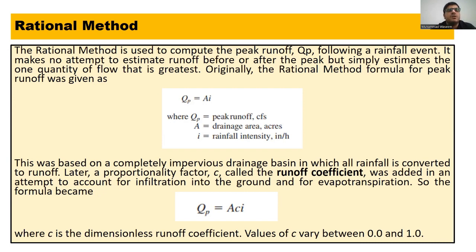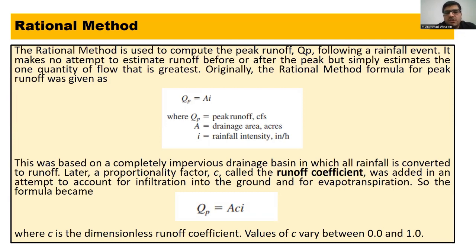In this method, we do not make any attempt to estimate runoff before or after the peak, but simply quantify the flow which is the greatest. So the rational formula for the peak runoff is QP is equal to AI. QP is peak runoff in CFS, A is drainage area in acres, and I is the rainfall intensity in inches per hour. CFS is cubic feet per second.